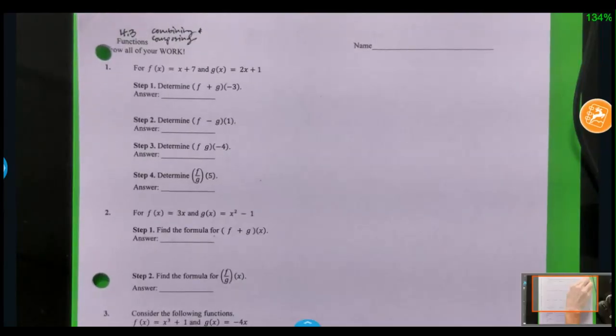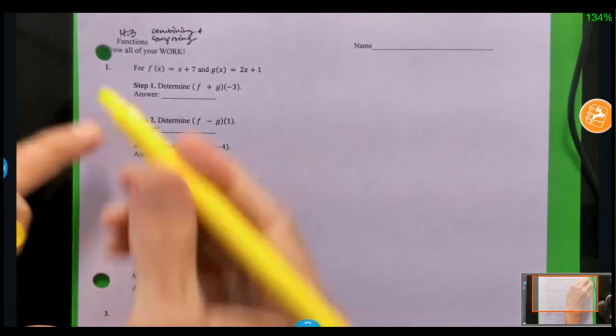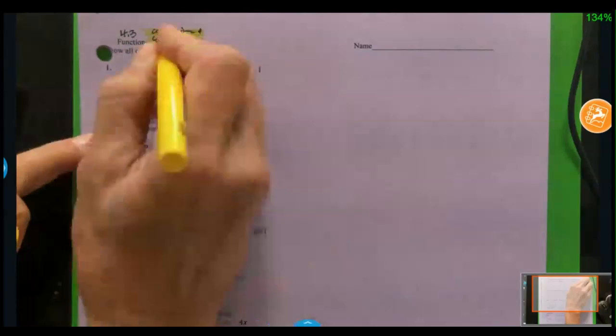All right, let's just do a couple together, and then I'm going to let you practice on some of this so you won't have so much homework. Let's start with number 1. Now notice how I named this worksheet. This is combining and composing.